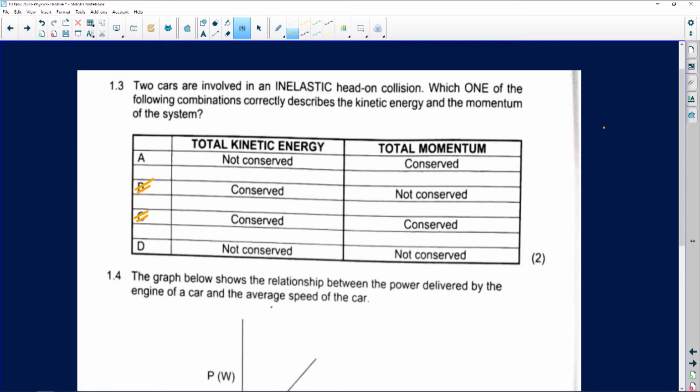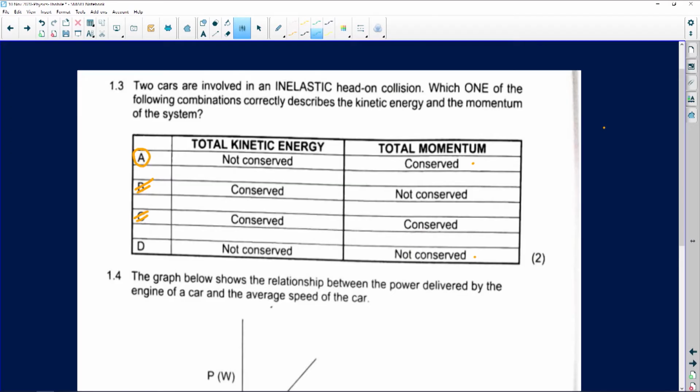So now let's see what the other one says. Now we know that momentum in an inelastic collision is conserved, because the total momentum of the object before equals the total momentum of the object after. So I can see this one is conserved, this one is not conserved. So my answer must then be A.